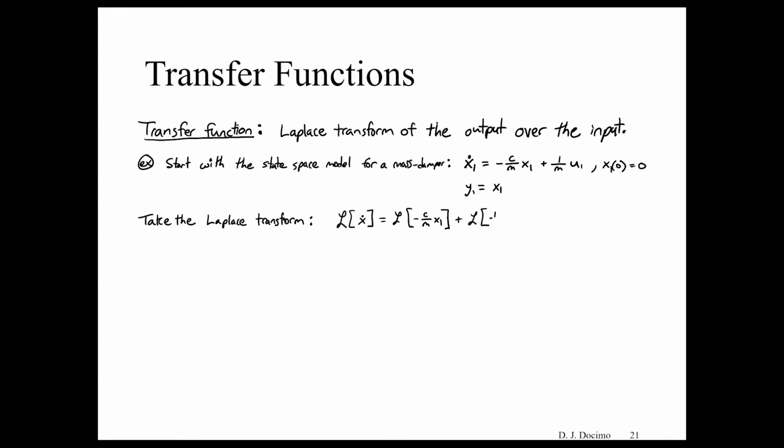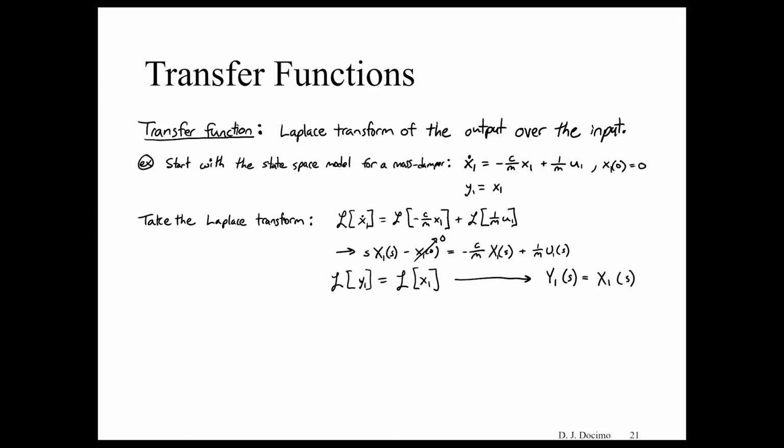Let's take the Laplace transform of this equation. For x1 dot, its Laplace transform will be s times X1 of s minus its initial condition, which we know is 0. For the second term, it's negative c over m times x1, which is the same thing as negative c over m times X1 of s for the Laplace transform. And again, for the input, all we do is replace little u with big U. Now, for our output equation, we have y1 is equal to x1, so the Laplace transform of it would be capital Y1 is equal to capital X1.